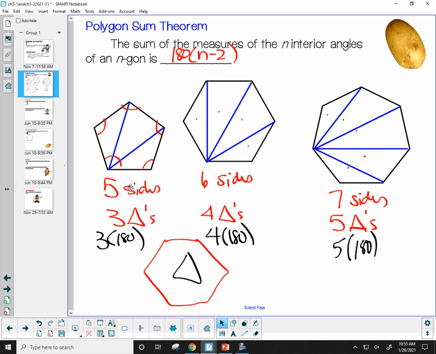This is a formula you're going to want to know. I know this has come up on the ACT before, at least using the formula. Okay, so n minus 2, take that times 180.